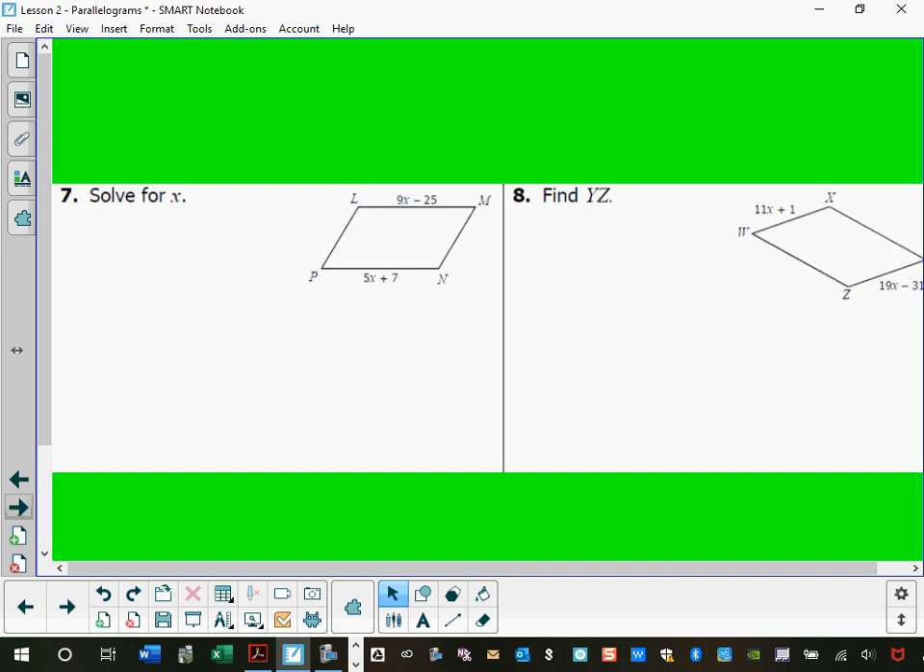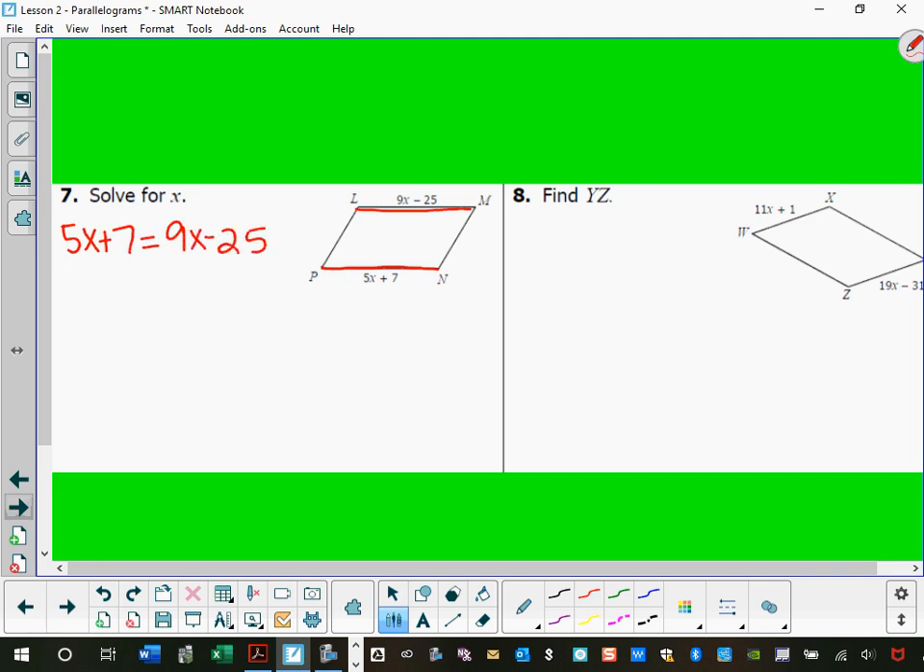Okay, so let's do number 7. This says to solve for x. They gave you the top side of the parallelogram and the bottom side. How do I solve for x? What's special about opposite sides? They're congruent. So if they're congruent, make them equal to each other. So my equation is 5x plus 7 is equal to 9x minus 25.